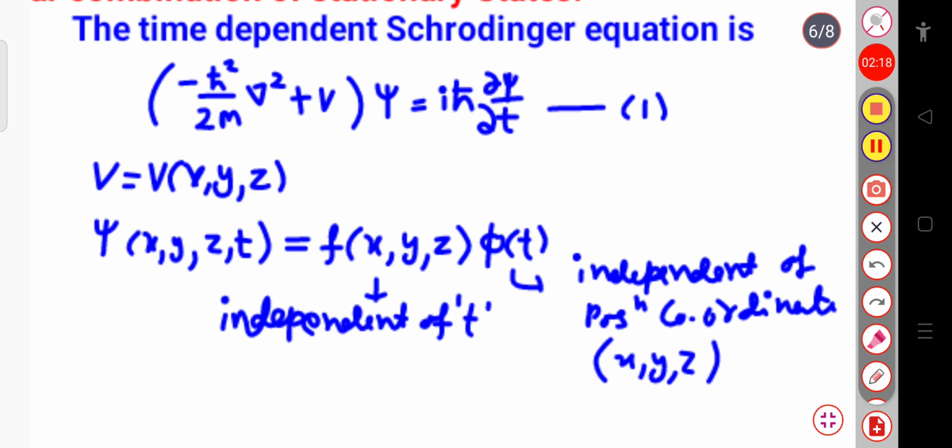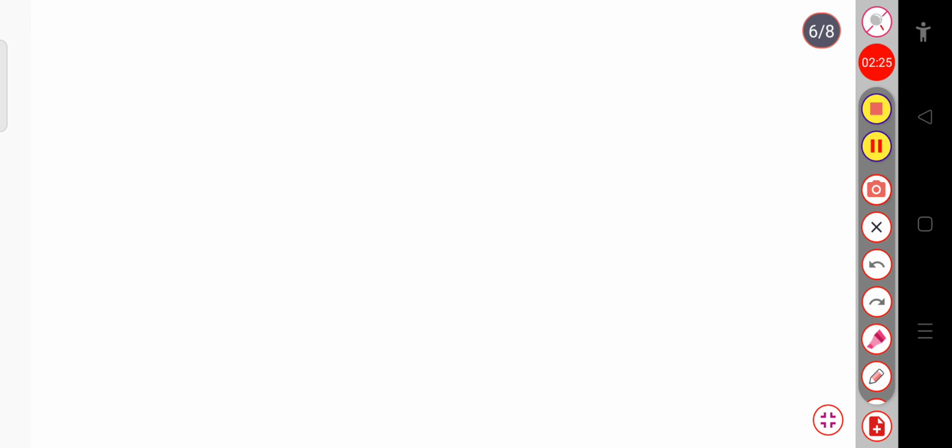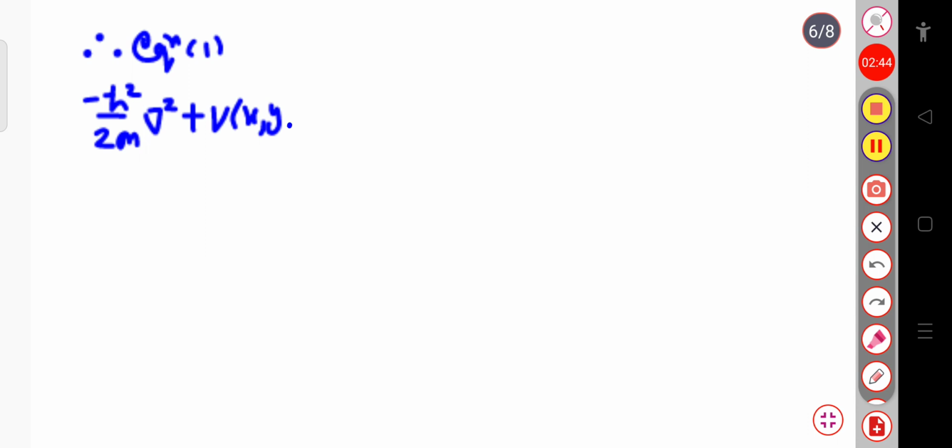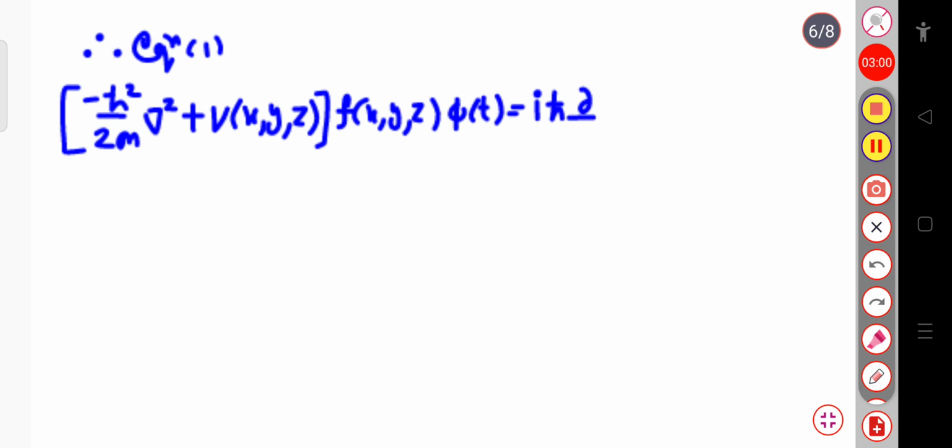Now if I substitute in place of psi this value, that is f into phi, then the Schrodinger equation becomes, therefore equation 1 can be written as: minus h cut squared divided by 2m into del squared, that is your kinetic energy expression, plus V, and here V is a function of x, y and z, whole into f of x, y and z into phi of t, and that is equal to i h cut dou by dou t, that is the total energy operator, into f of x, y and z into phi of t.